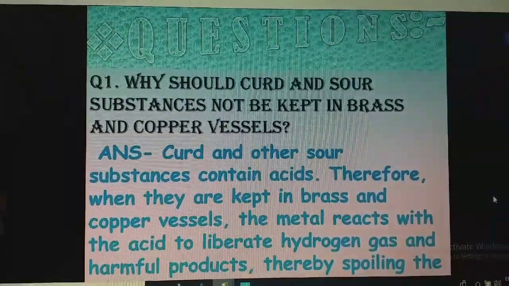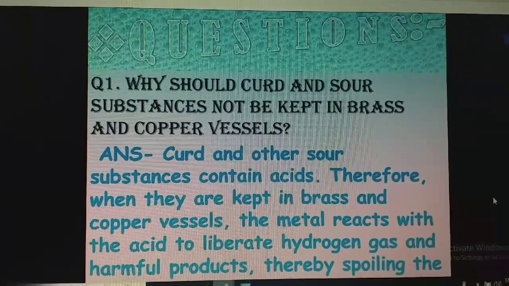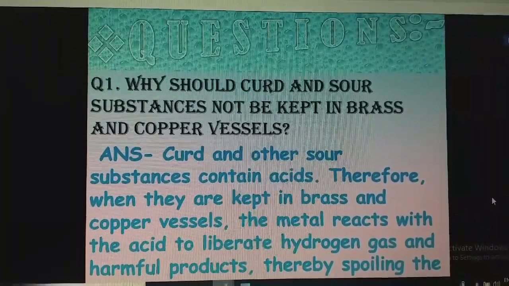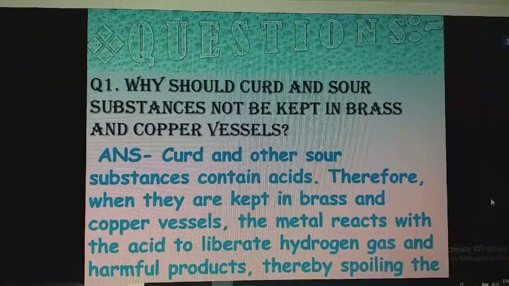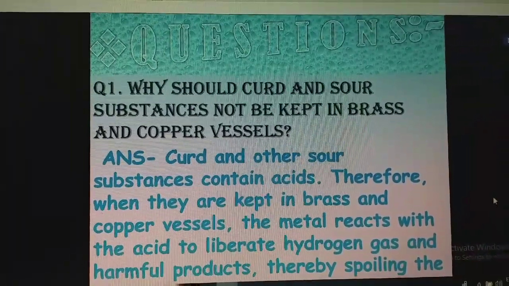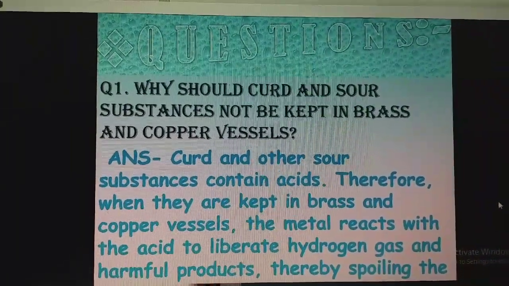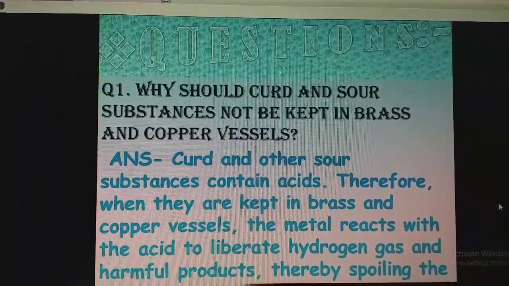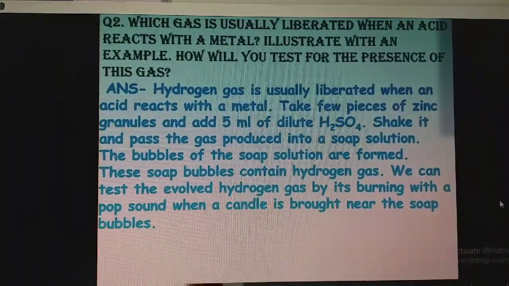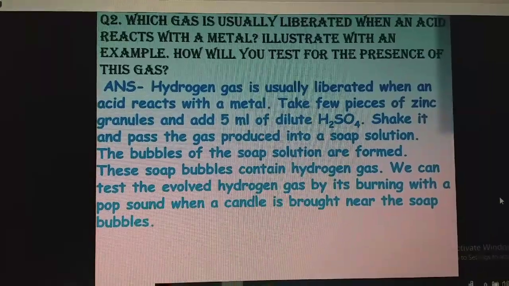So you understood the reactivity between metal and acid. We discussed already. Again you tell your parents, your mother, not to keep curd or sour items in the brass or copper vessels because they liberate hydrogen, which is a harmful gas.